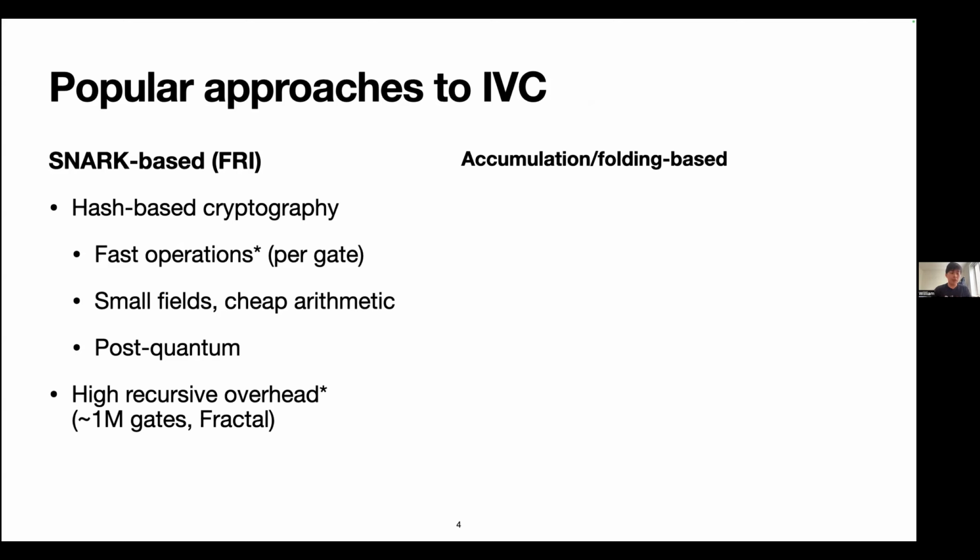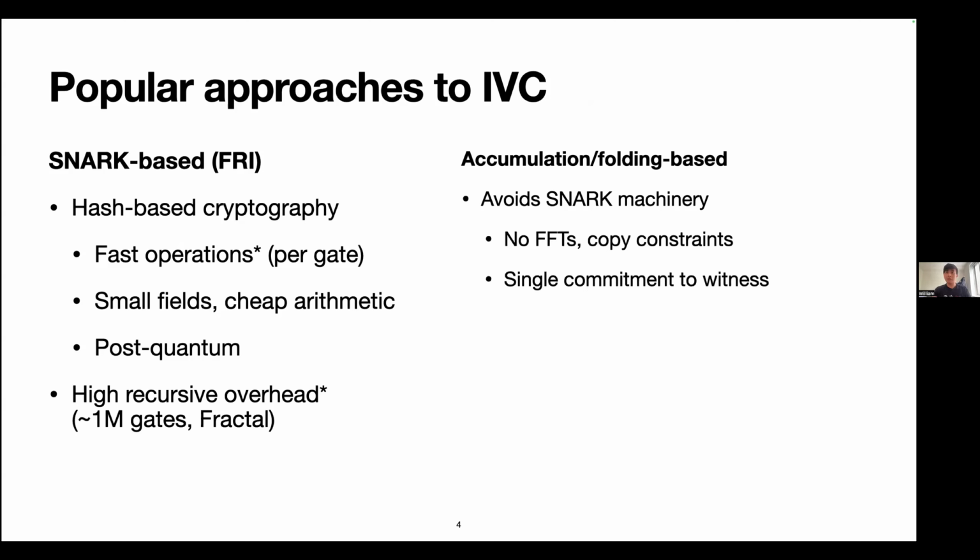Okay, so the other big approach to doing IVC is from accumulation, which is also called folding. The big advantage is that it's incredibly simple. Accumulation avoids a lot of this SNARK machinery. In fact, as we'll see, these proof systems are almost ridiculously simple. Essentially, all the prover needs to do is make a single commitment to a witness, and then maybe some basic arithmetic on top of that. Accumulation schemes also have extremely low recursive overhead. I have this figure of around 10,000 gates from Nova, which is a very widely used folding scheme.